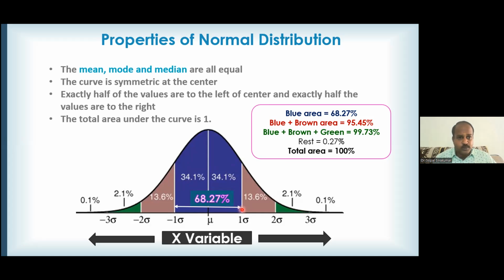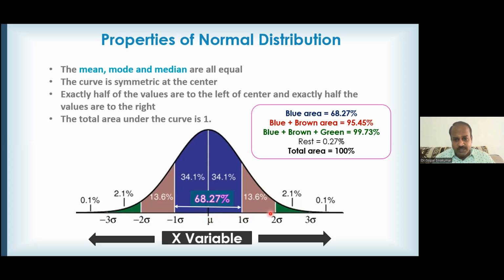Now I want to include some more portion of the curve, right? I come up to this point, and come up to this point. And now another 13.6% is included. On this side, another 13.6% is included. I want to go further. When I move away from the center, I want to have some measurement: how much distance am I moving, right? For the first case, I moved from the center by a distance equal to 1 sigma.